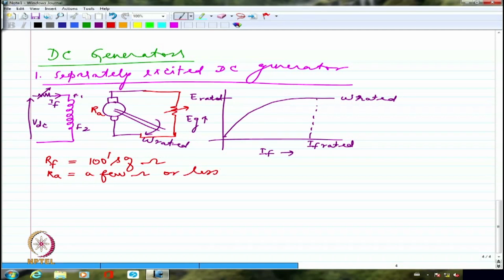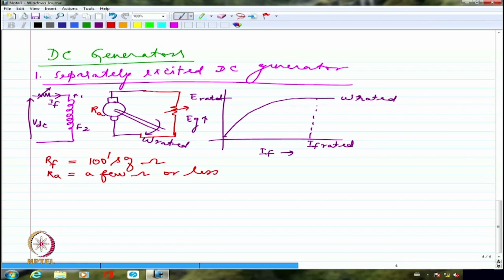So it can be even milliohms, or it can be just 0.1 ohm, 0.2 ohms and so on and so forth, depending upon what kind of rating I am talking about. The larger the rating, the current carried will be larger, because of which the conductors will be thicker, so the resistance will fall. So larger the rating of the machine, RA will be smaller and smaller, right? Because the conductors will be thicker and thicker normally, right?